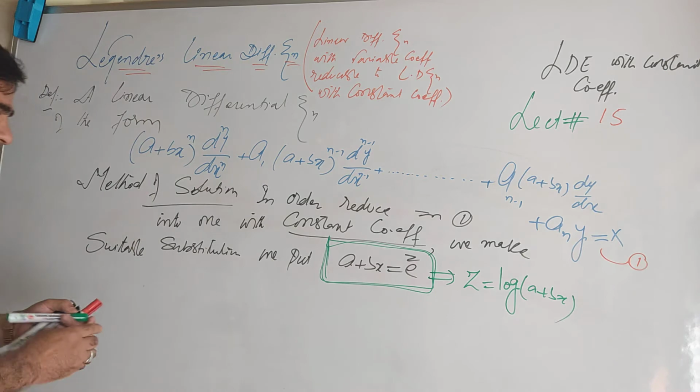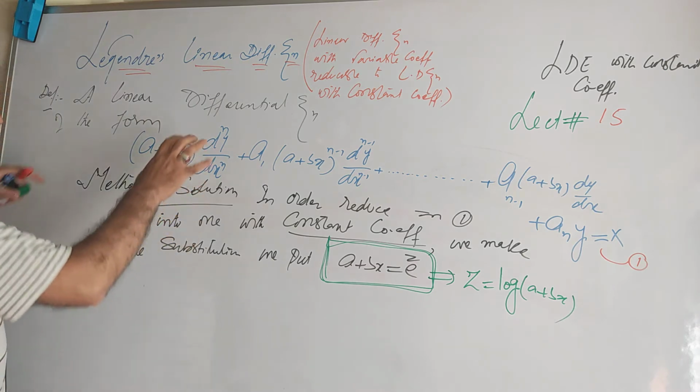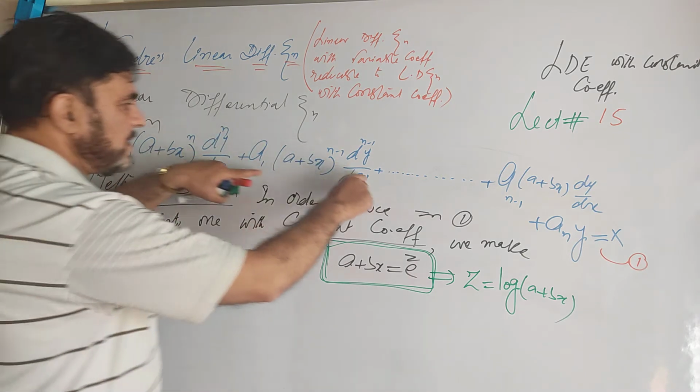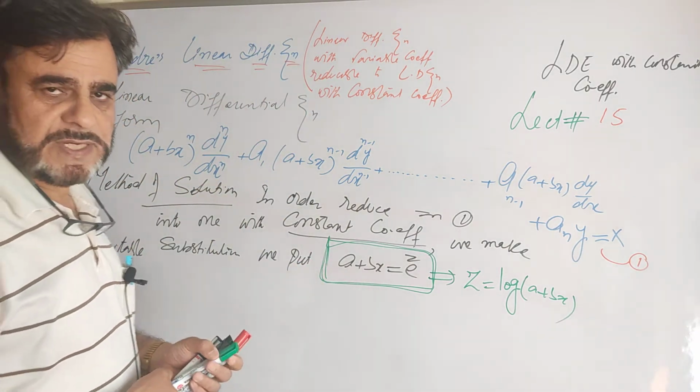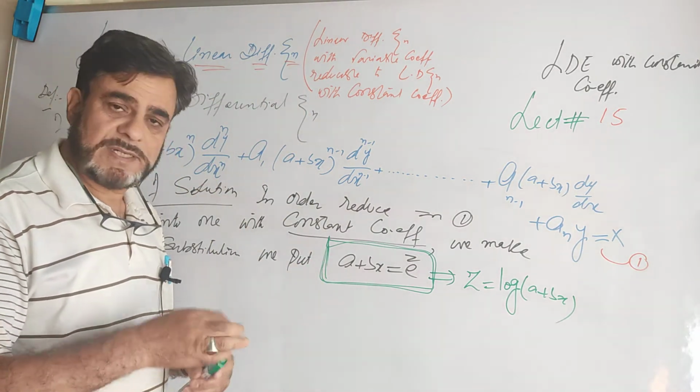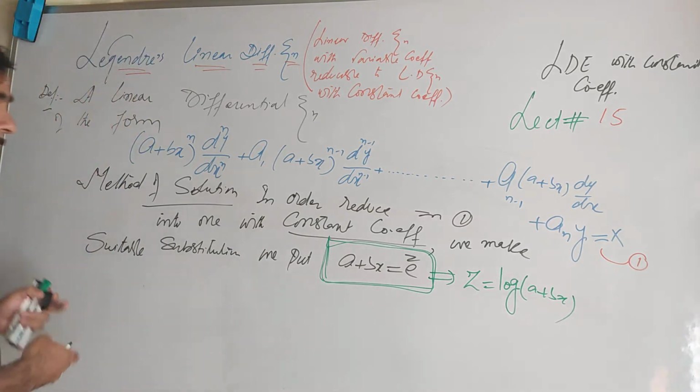When you put z is equal to log of a plus bx, my aim is to find out these terms, this term, and so on. Then I will use them in the equation. Then it will reduce to a linear differential equation with constant coefficients. Let us see how we go.